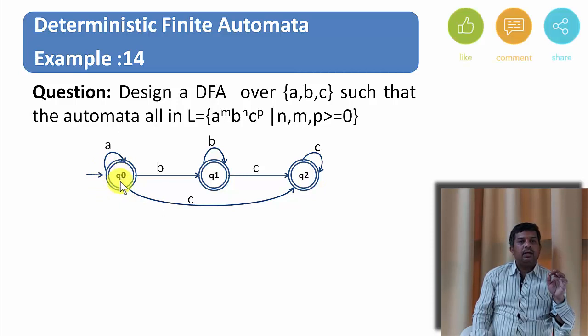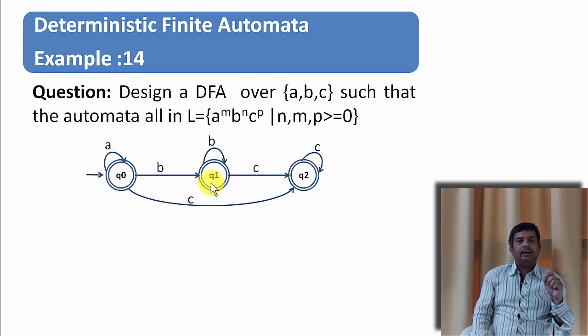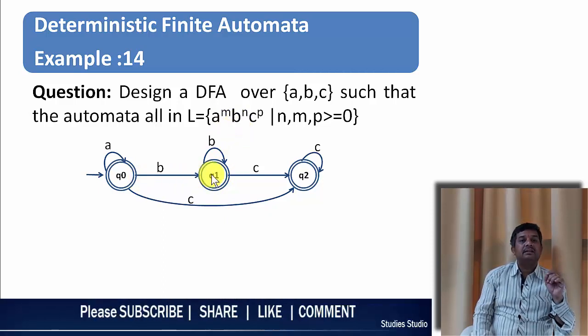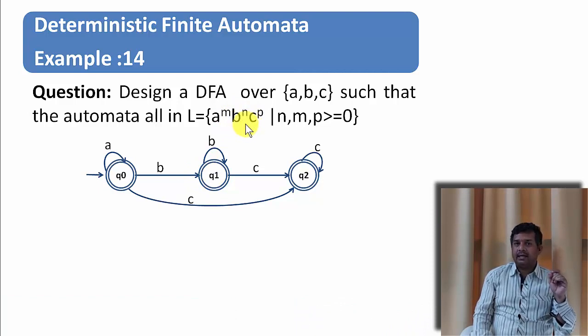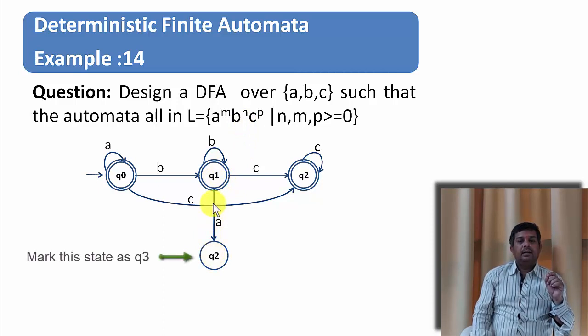Now on Q0, A, B, C we have already defined. On Q1, B and C already being defined. What about A? When we are in Q1, at least one B we have received. So after B, there is no A. It means if we get A over here, it's supposed to go to a dead state. Now on Q1, A, B and C we have already defined.